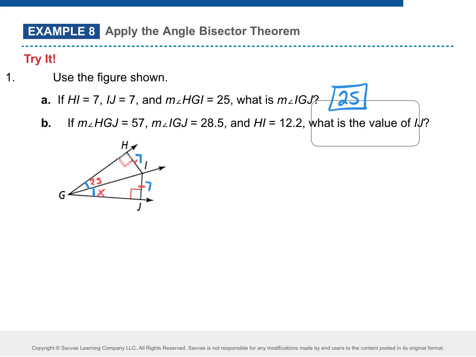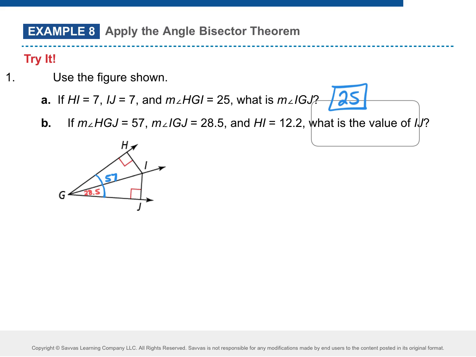Okay, I'm going to erase. Let's look at example B. It tells us that HGJ is 57. Is that the whole angle or just a part of it? That's the whole thing. Yep. So I can mark it like this: the whole thing is 57. Or you can put it on the outside. And it tells you IGJ is 28.5. So this angle here is 28.5.